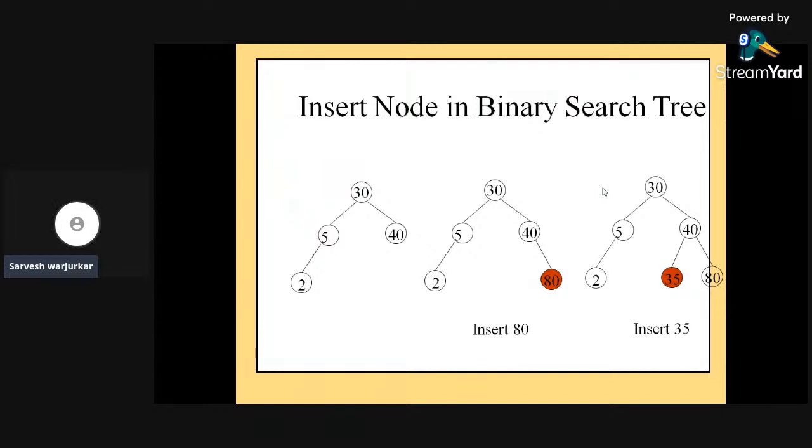insertion and deletion are again possible in a binary search tree. I can insert element number 80, which is on the right of 40. I can again insert element number 35, which is greater than 30 but less than 40. That's why I have kept it over there.